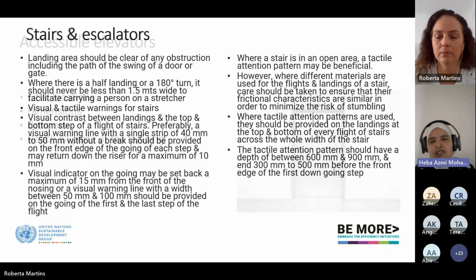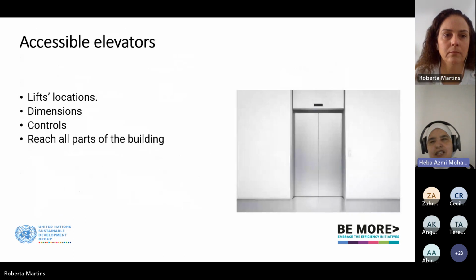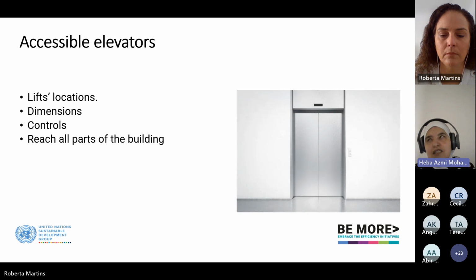The other dimensions should also be considered, and as I said, in this document you can find all the dimensions of the elevator, including the door width, the door height, and the width of the elevator cabins. And as the third element, which is very important, is the controls. All the controls of the lift should be accessible, and an important sub-point to mention here is that they should be at an appropriate height to be used by persons in wheelchairs.